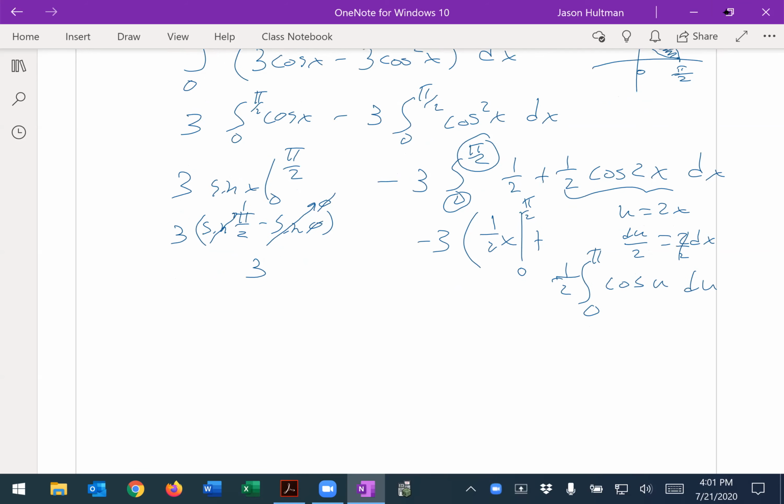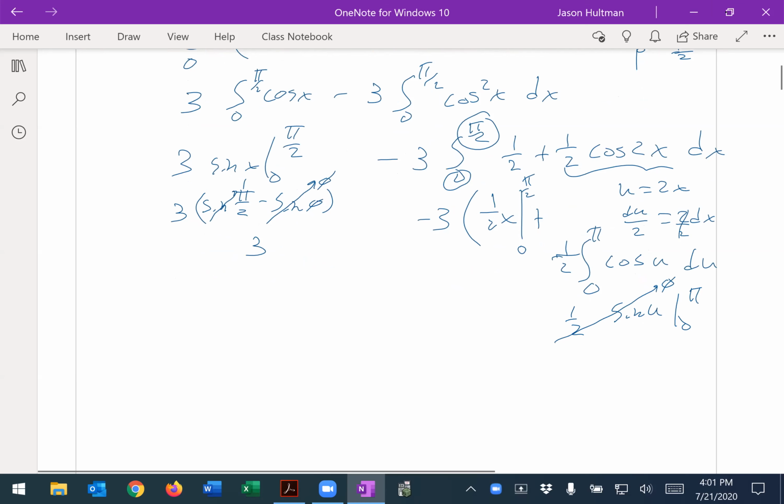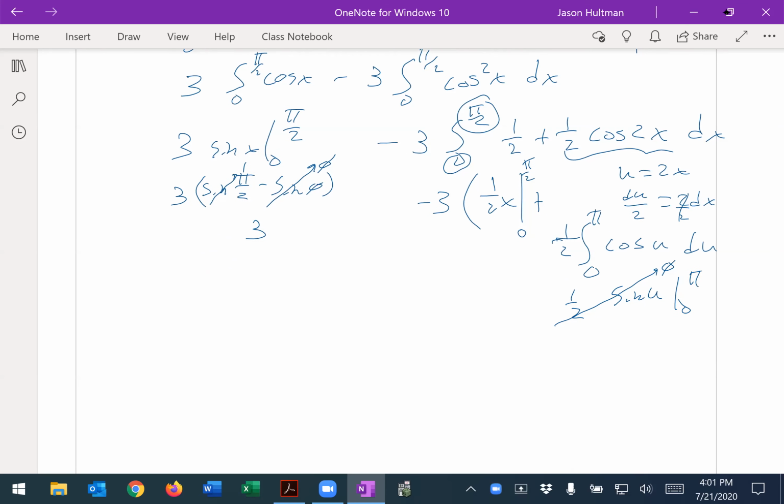We know the integral from 0 to pi of cosine u is sine u, so it's 1/2 sine u from 0 to pi. That's kind of interesting, because what's the sine of pi? That's 0. What's the sine of 0? That's 0. So this whole thing goes to 0, it's just 0 minus 0. Then we're left with 3 minus 1/2 times pi over 2, because if I plug in this 0, it goes to 0 as well. So this is going to be 3 minus 3 pi over 4, and that's my answer. That's the area between those two curves.